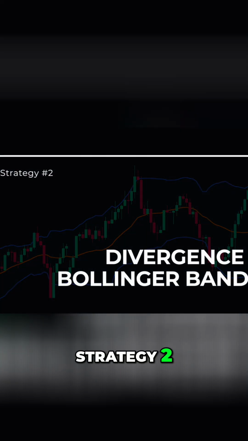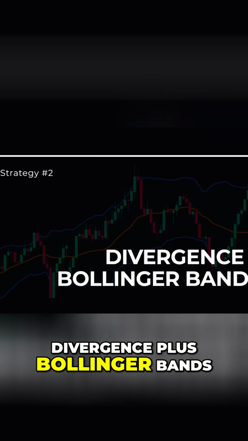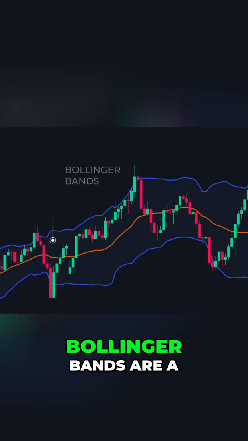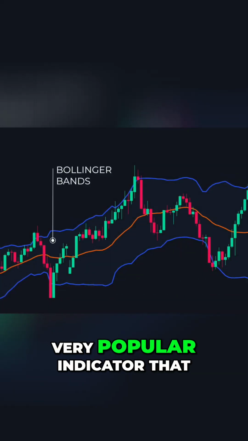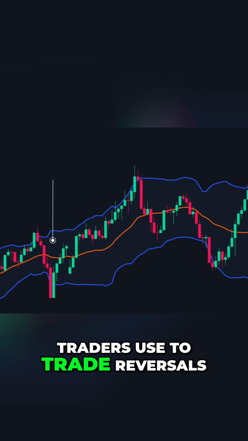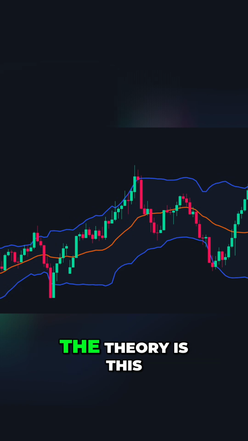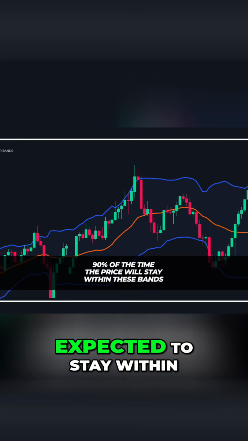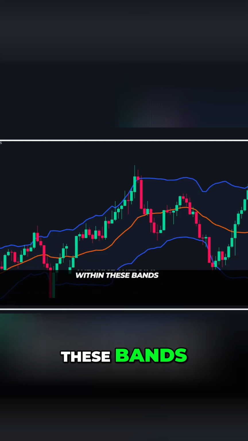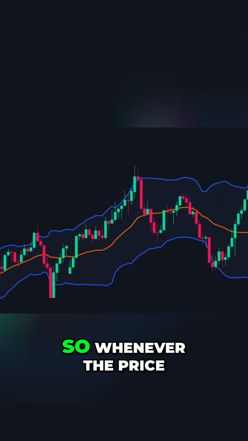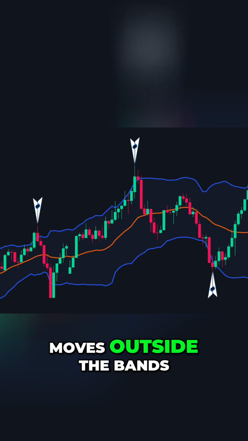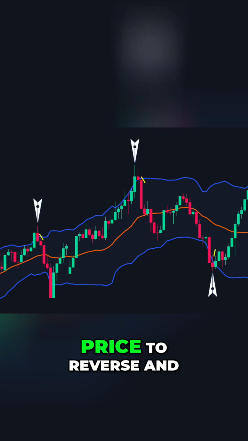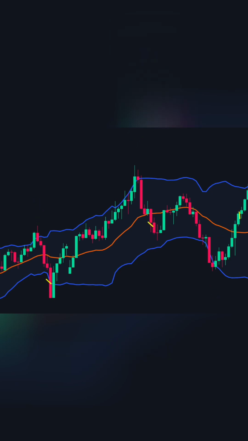Strategy 2. Divergence plus Bollinger Bands. Bollinger Bands are a very popular indicator that traders use to trade reversals. The theory is this: 90% of the time, the price is expected to stay within these bands. So, whenever the price moves outside the bands, we can expect the price to reverse and return inside.